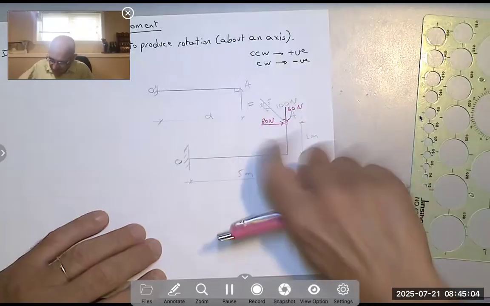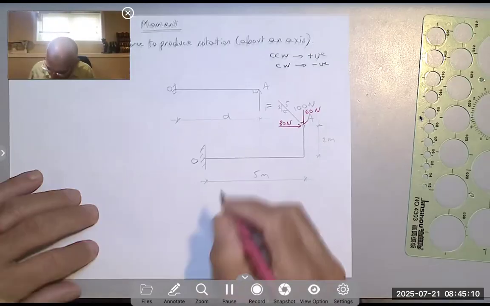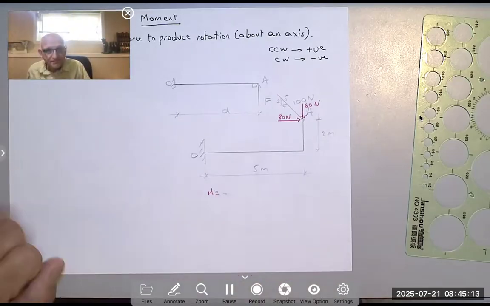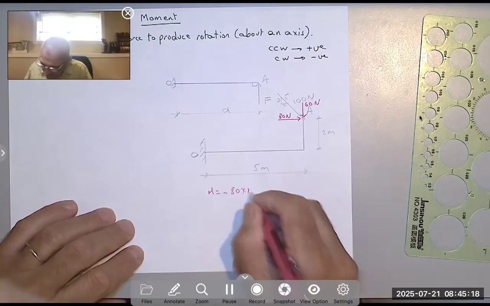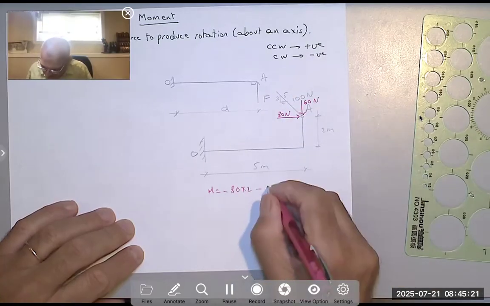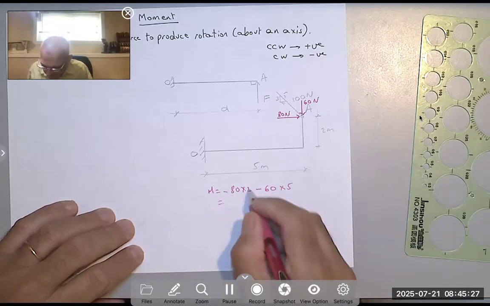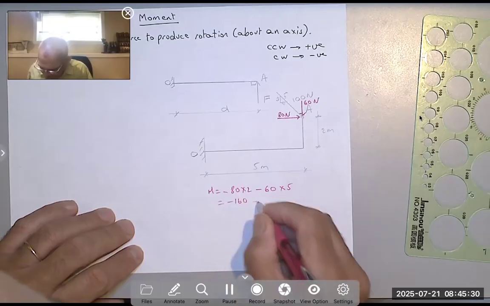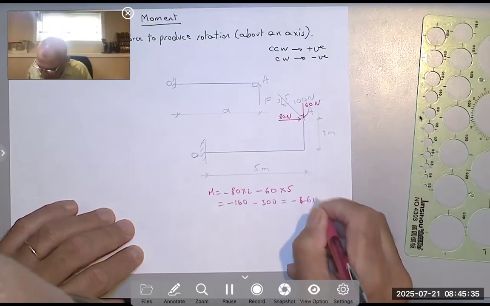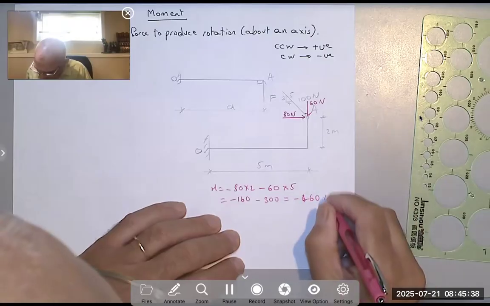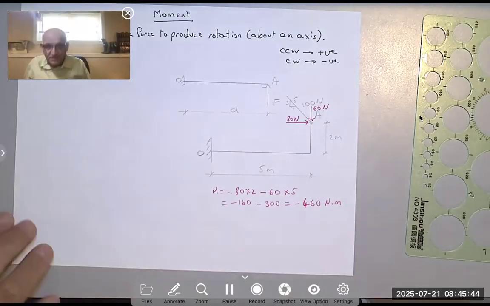And then I say, this one is going clockwise, and that one also is going clockwise, right? So the moment here would be a negative moment, 80 times 2, and clockwise, so negative again, 60 times 5. 80 times 2 is 160. 60 times 5 is 300. So I get negative 460 Newton meter. Meaning negative 460 kN·m.